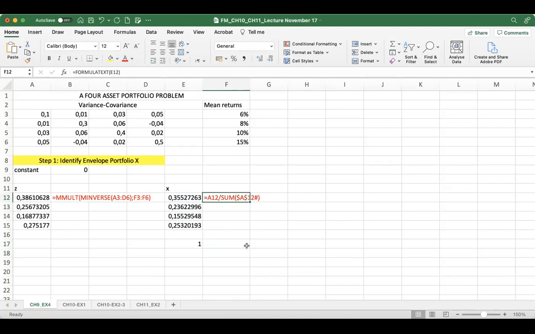So this is the composition of the first envelope portfolio. We should invest 35.52% in asset number 1, 23.62% in asset number 2, 15.53% almost in asset number 3, and 25.3% in asset number 4.